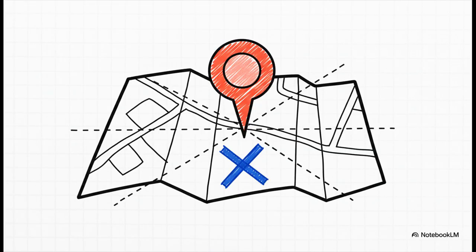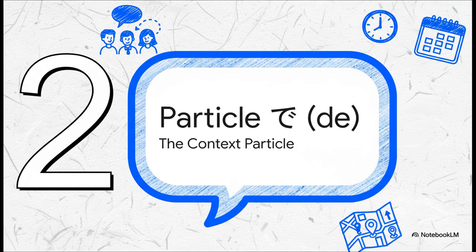So yeah, that's the main takeaway for ni. Just think of it as the X on the map. It's your pinpoint. Simple as that. All right, that was neat. Now let's move on to de. Now, if ni is our target, then de is our context particle.